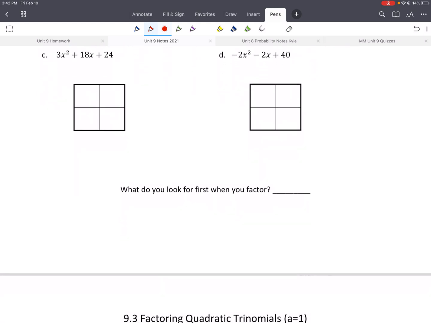All right, so again, what do you look for first when you factor? The greatest common factor, always.